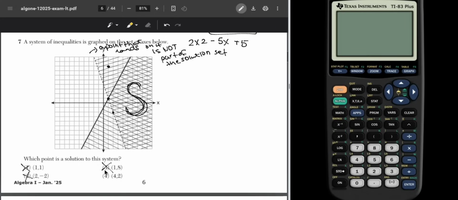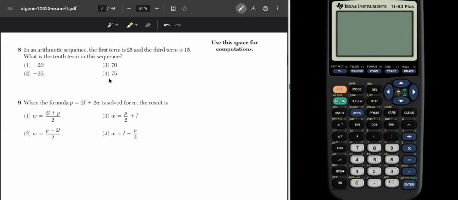Now, 4, 2 is the only answer left, but I'm going to show you why that is the correct answer. So I go to 4, 2. It's going to be right here. And it is in the solution set. It is where both shaded regions of my inequalities intersect.